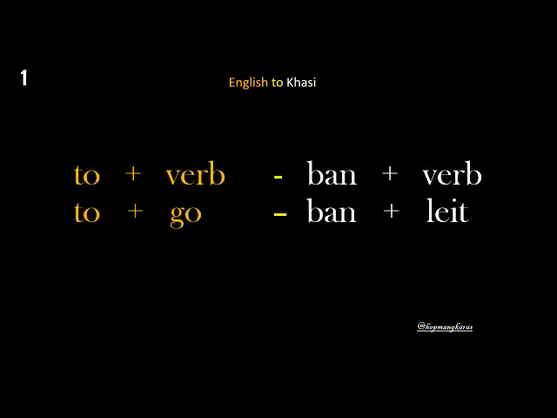Now the first thing when you learn KHASI is to know the verb to be. So to plus a verb. For example, to go, we say ban let. So to means ban, and the verb that you're adding over here, which is go, is let. So ban plus let.